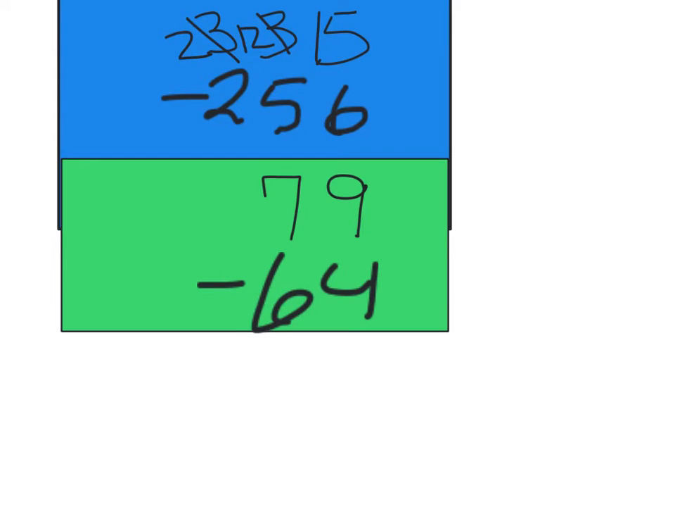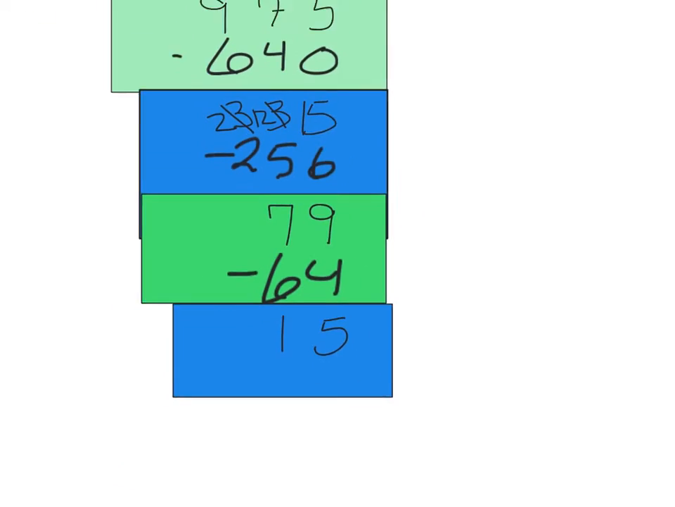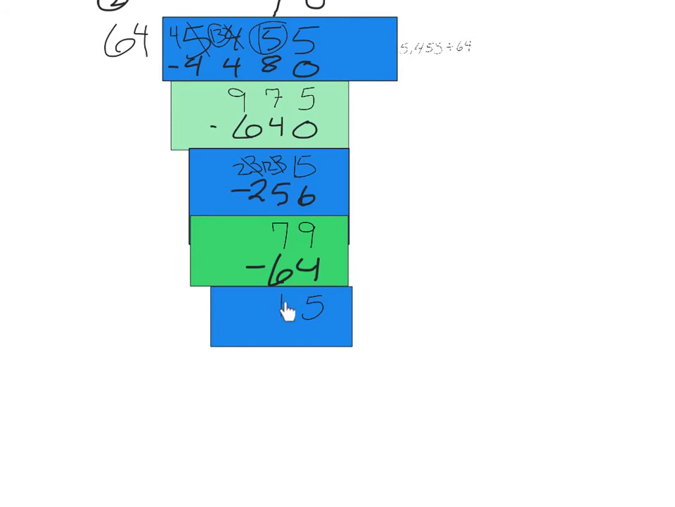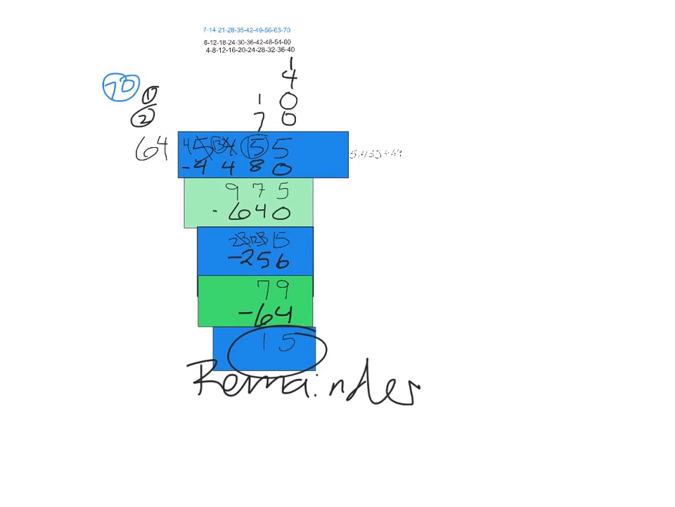So let's go ahead and make our next area box. And then we're going to subtract. And 9 minus 4 is going to give me 5. And 7 minus 6 is going to give me 1. 15. And if we look here, 15 is smaller than the 64, so this becomes our remainder. And I love that.